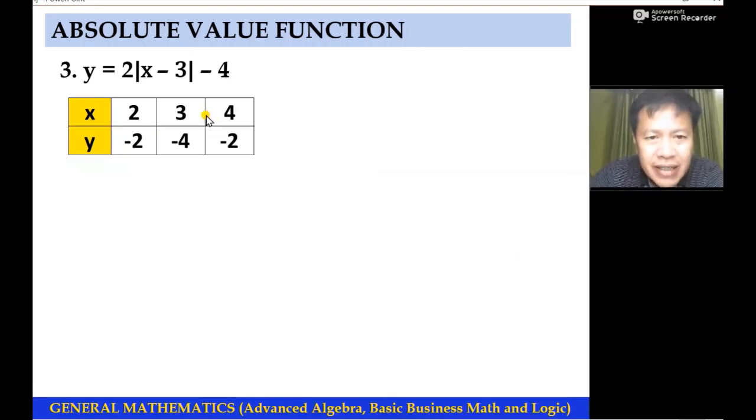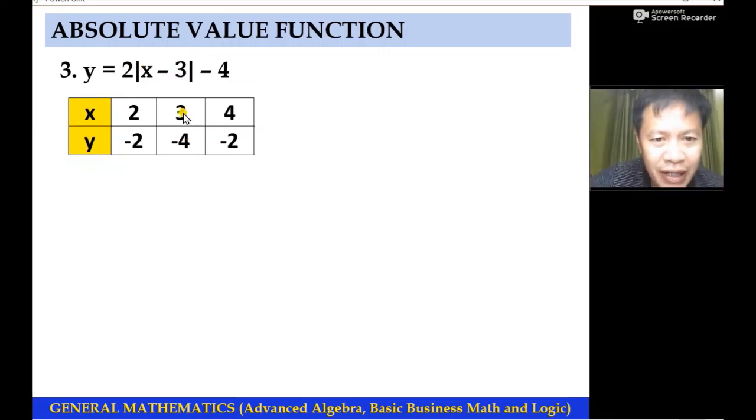The vertex is this point with coordinates 3 and negative 4. Where did you get 3? Here. Where did you get negative 4? There. Take note, how did you get positive 3? X minus 3 is equal to 0. So for the value of x, x is equal to 3. And we are going to check if this will be coming out for your y. 3 minus 3 is 0. Absolute value of 0 is 0. Times 2 is 0. Minus 4 is negative 4.